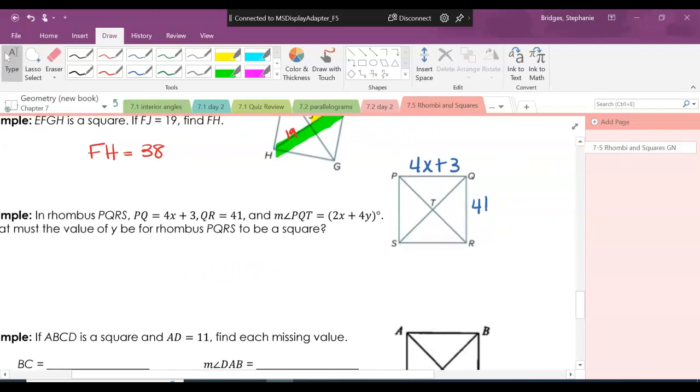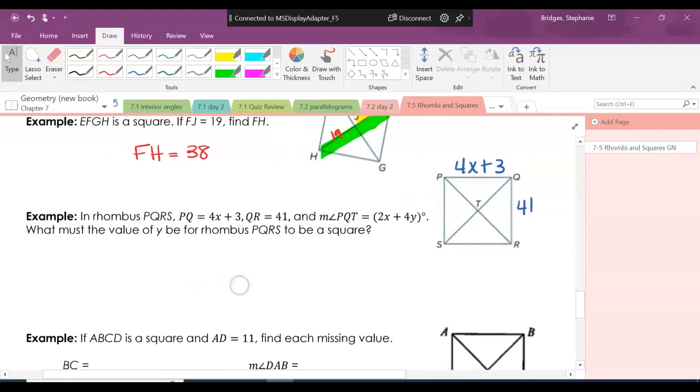And it tells me that the measure of angle PQT, okay, we're going to hold off on that for just a second, that second part of the question. So do you notice how where it tells me that PQT, it says 2x plus 4y? It's got 2 variables in it. Can we solve equations with 2 variables? Not unless I have two equations. So what we're going to have to do first is use the first part that they gave us about PQ and QR and figure out what X is.